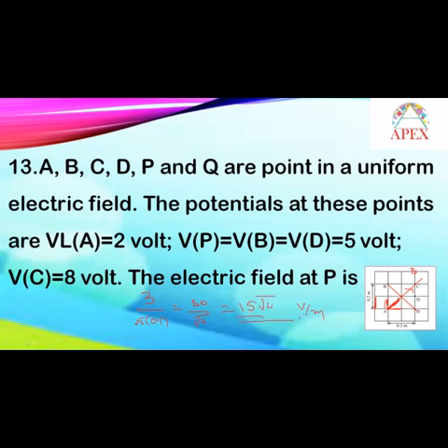So finally, the answer for electric field at any point here is 15 root 2 volt per meter. Okay, second option is correct. The second option given in the material is 5 something, but it is not 5, it should be 15 root 2. Next.